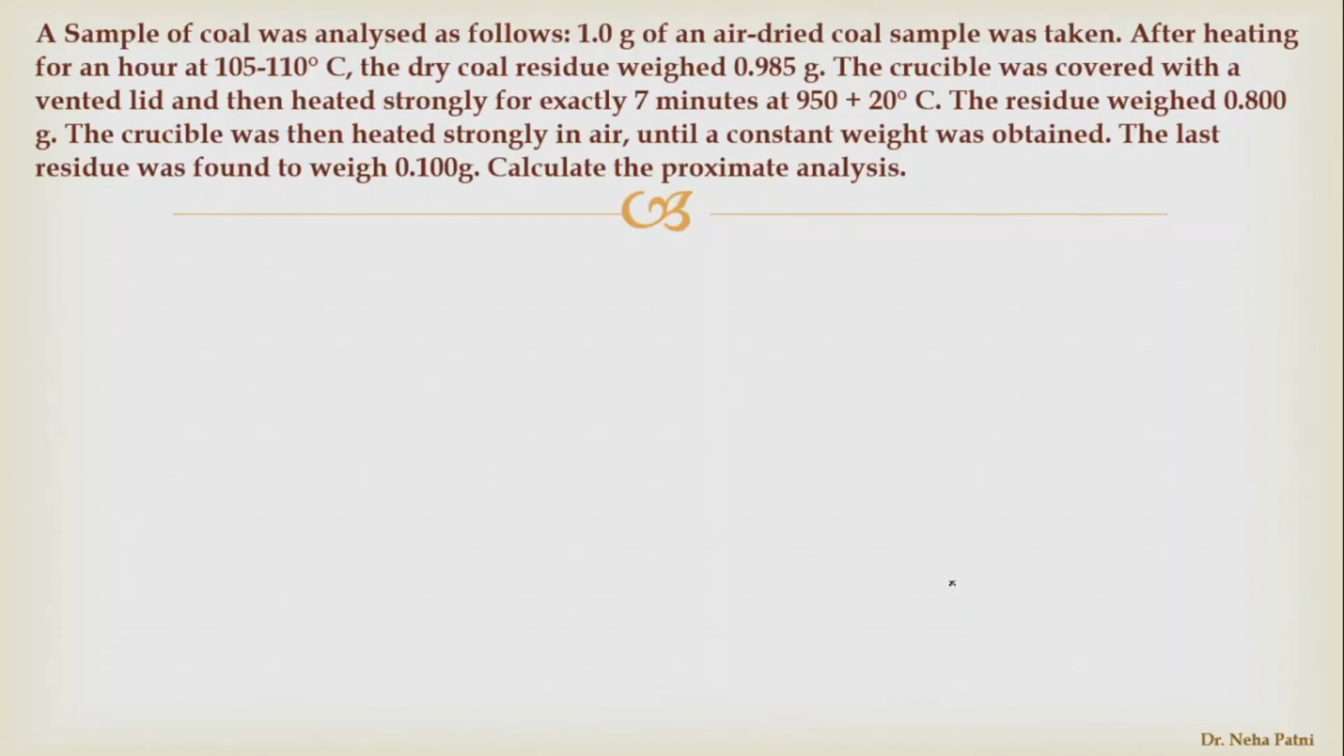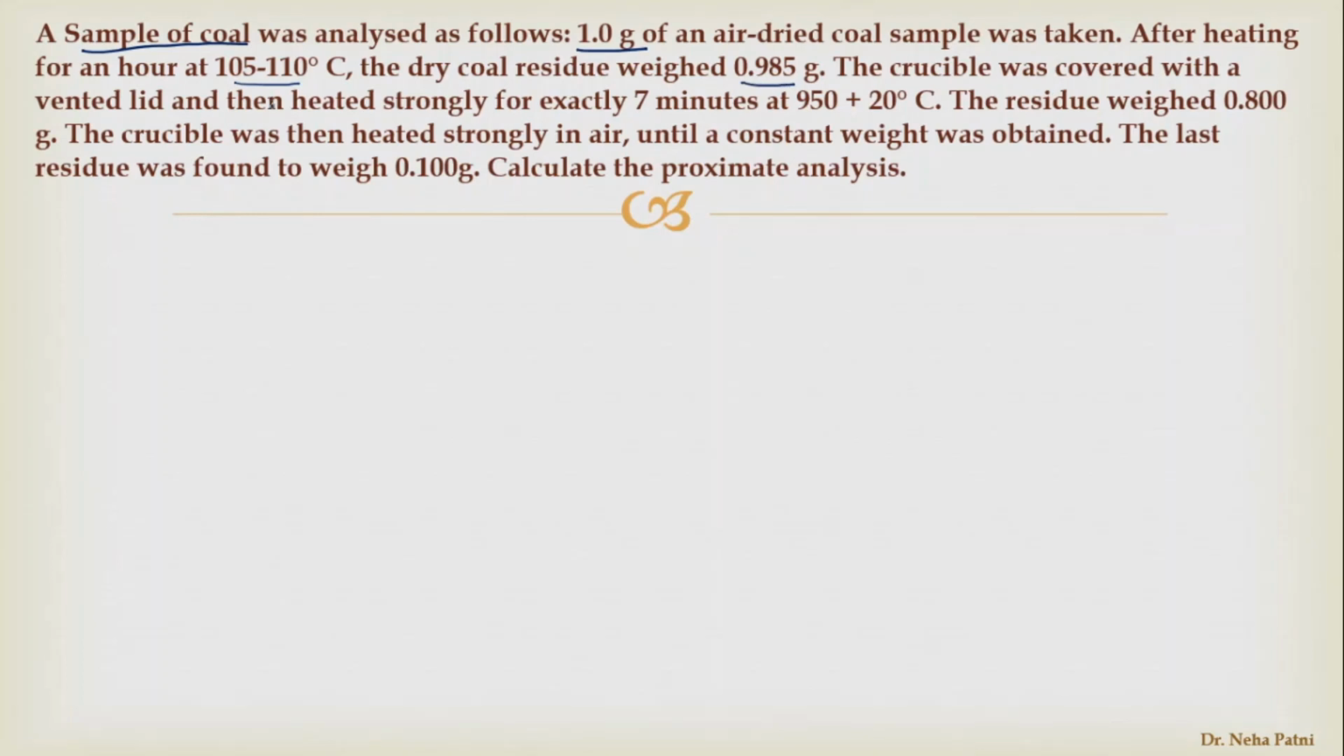So I hope you found it very easy to understand. Now let us cross check whether we really understood. So if a numerical is posed to you, saying that a sample of coal was analyzed, and you have used 1 gram of air dried coal, so the initial weight, W, you remember, is 1 gram. Now after heating at 105 degrees, the dry coal residue weight is this. So they say that after one step the weight is this.